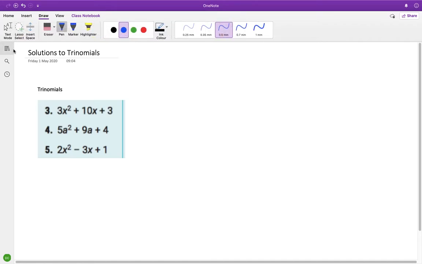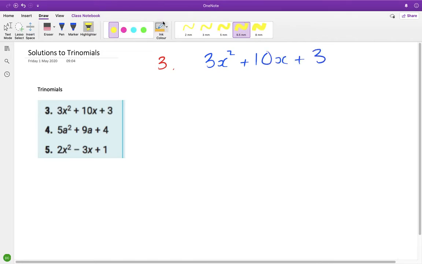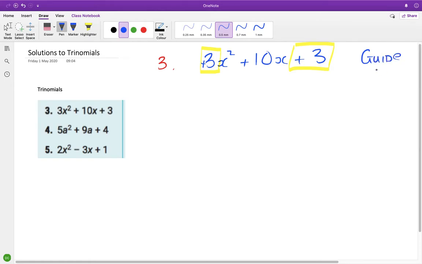Have a look at factorising these trinomials. So the first one, 3x squared plus 10x plus 3. Alright, so we get the guide number by multiplying the first number by the last number. So that's plus 3 by a plus 3, so that guide number is a positive 9.